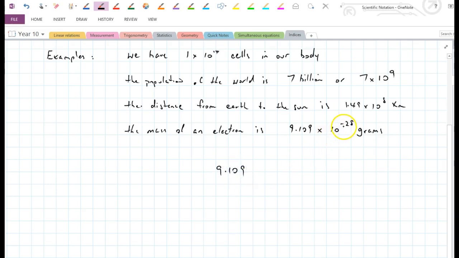9.109. 10 to the minus 28 says take this decimal point and go left 28 spots. 1, 2, 3, 4, 5, 6, 7, 8. Don't make me do it. That's 28 spaces back here, which means I would have about 27 zeros. So 0.27 zeros, 9109, that's a small number. Right, you get the idea. Scientific notation is used for very large and very small numbers.